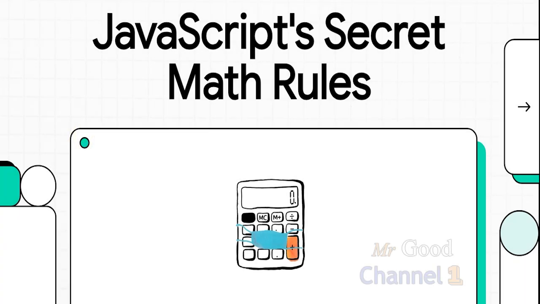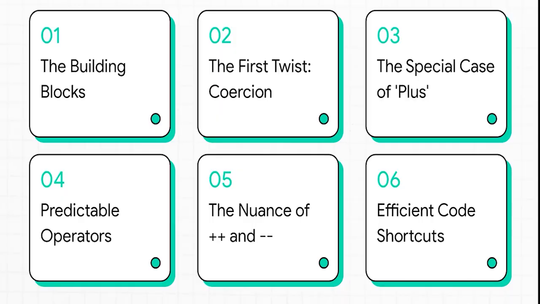All right, let's talk about something you probably think you have down pat, basic math. But we're going to look at it through the lens of JavaScript, where things can get a little weird and honestly pretty surprising. If you've ever stared at your screen wondering why a simple calculation went wrong, you are definitely in the right place. So here's what we're going to cover.